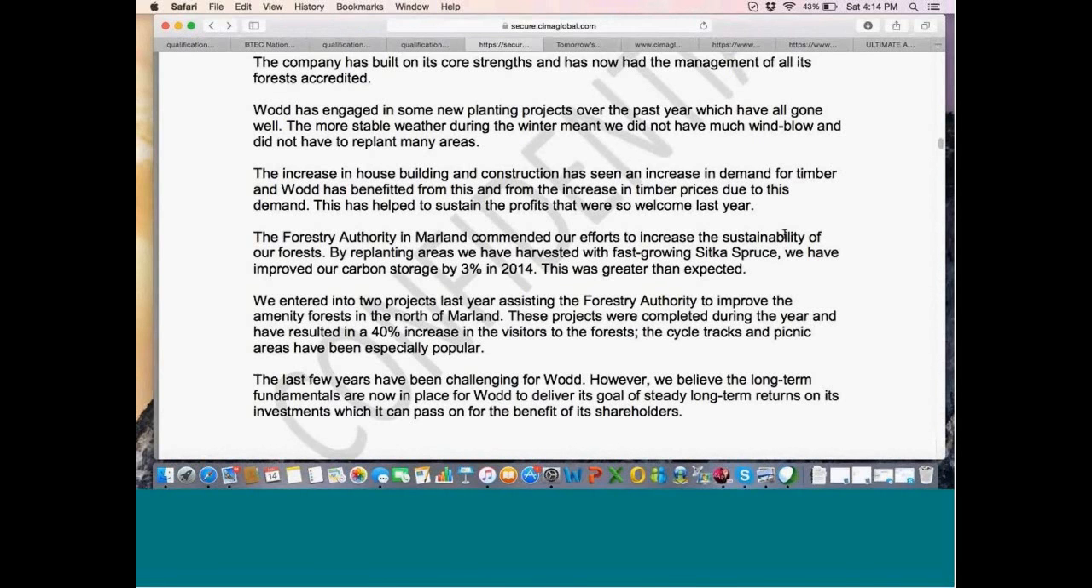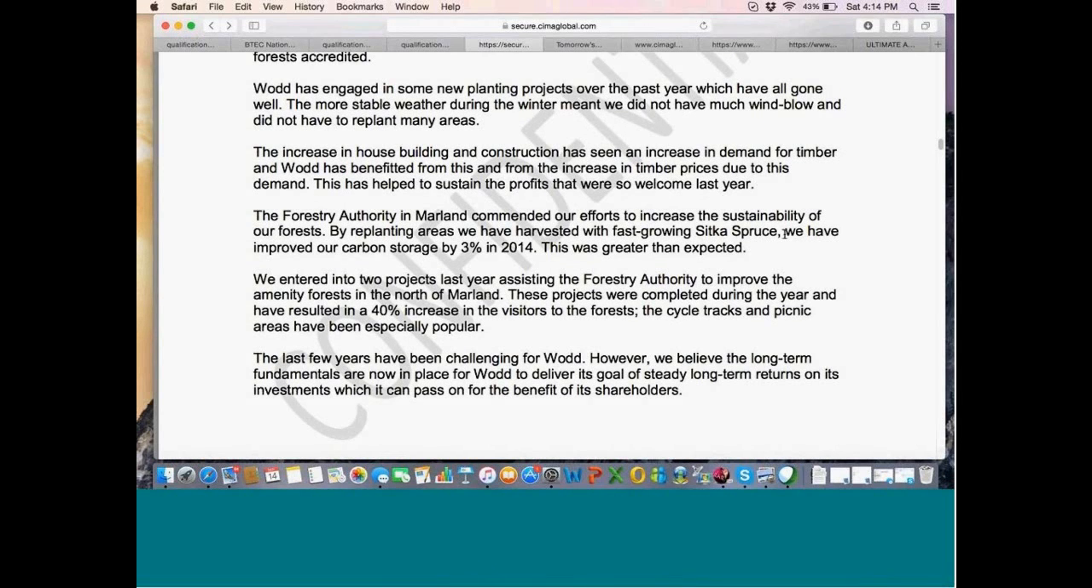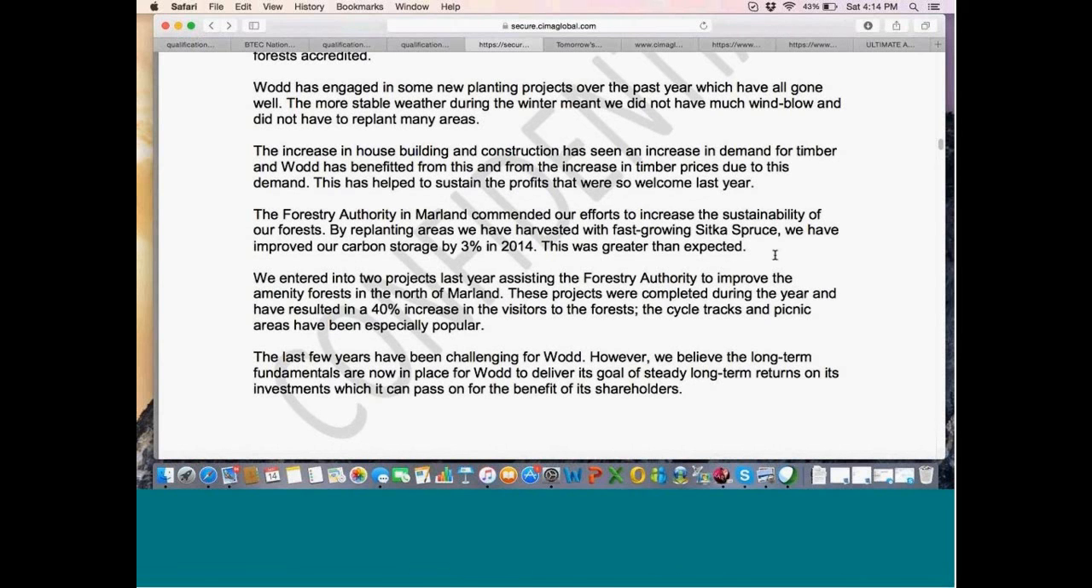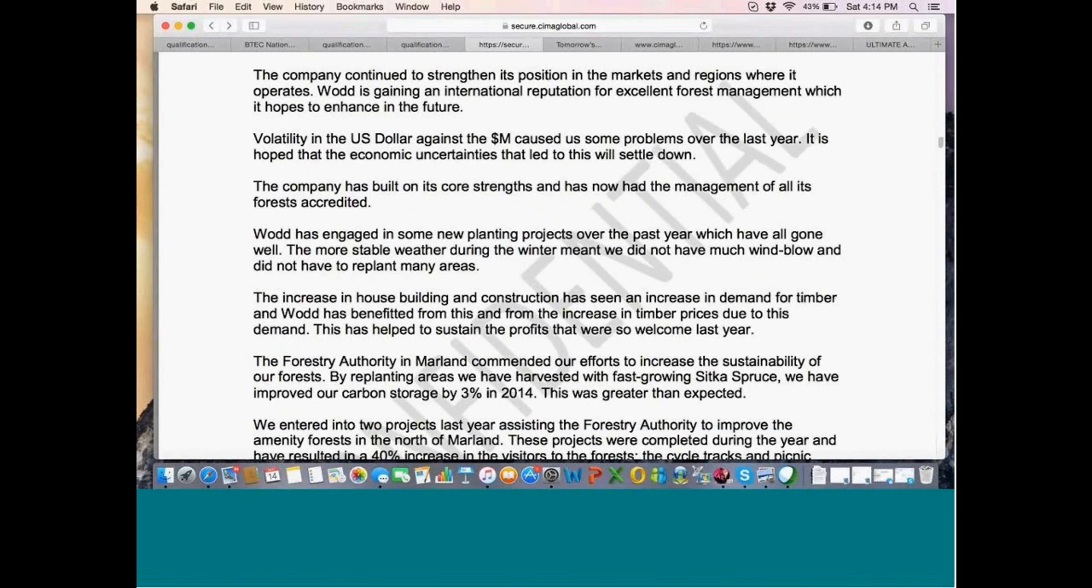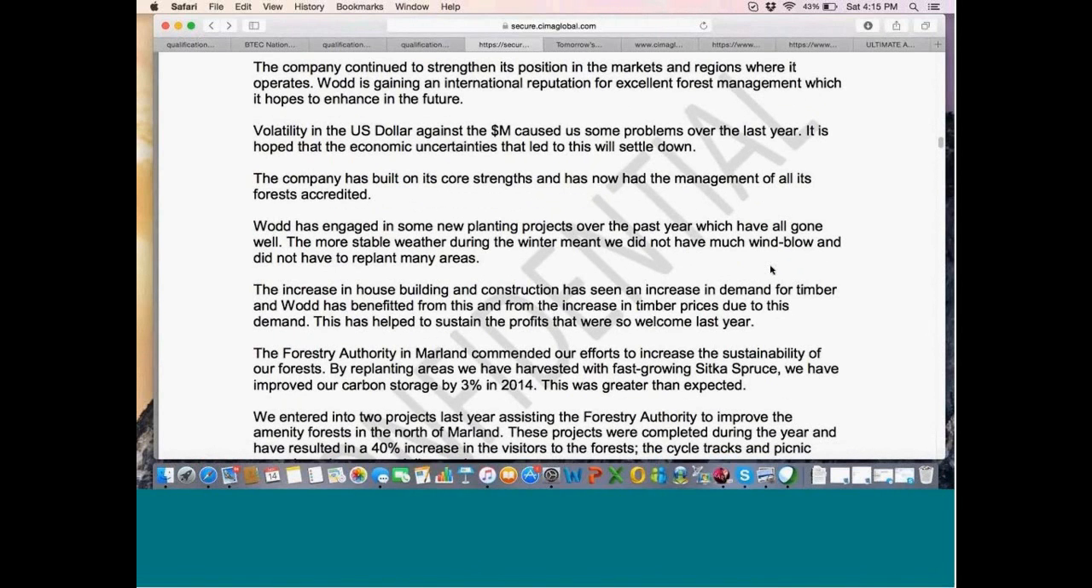I mean, one of the major strengths is that they are in the good books of the Forest Authority of Maryland. Yes. They have managed to increase the sustainability of the forests, and they've improved the carbon storage by 3%. And in most of the projects where these guys collaborated with the Forest Authority, there's a 40% increase in the visitors to the forest. So yes, this is definitely a strength.